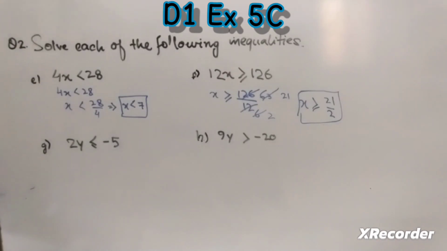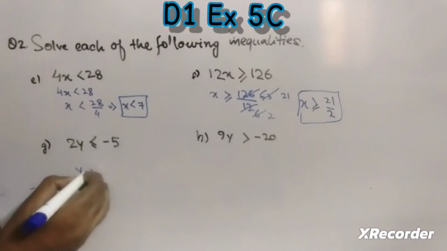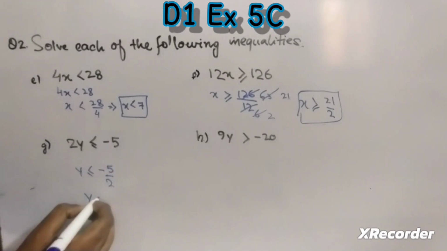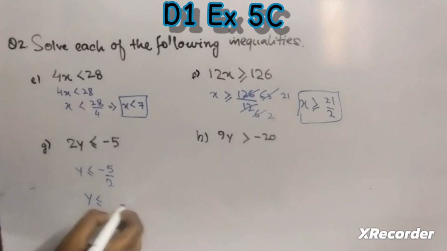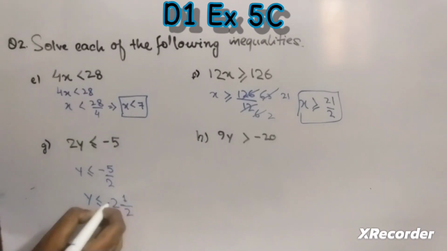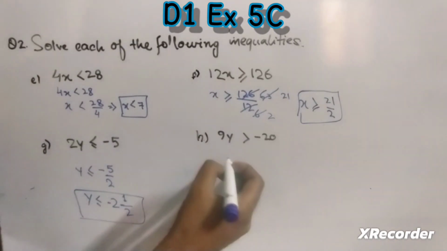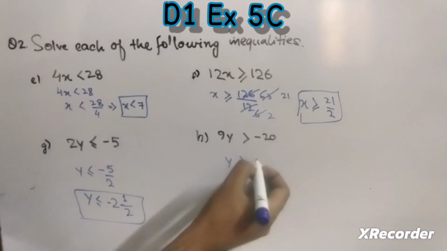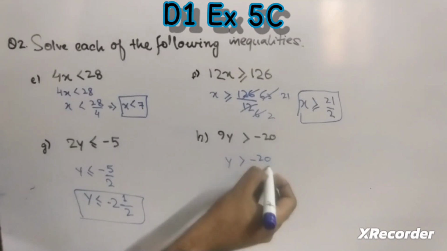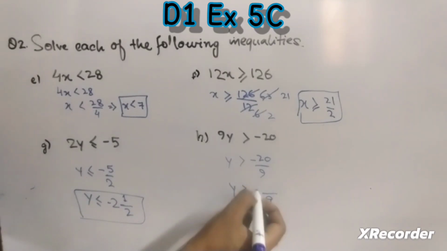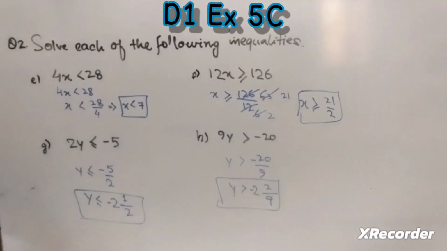Part G, 2y is less than or equal to minus 5. So y can be written as less than or equal to minus 5 upon 2. That is our required answer. Part H, 9y is greater than minus 20. So we can write it as y is greater than minus 20 upon 9, or in fraction we can write it as a mixed number. So that is our required answer.